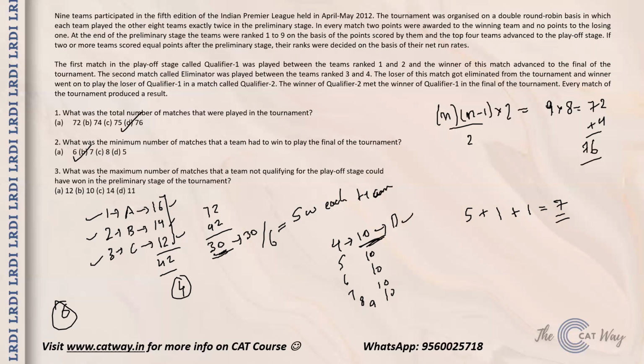And it's a very good set on games and tournament, guys. If this concept becomes clear, you can very easily solve maximum-minimum questions of games and tournament. So for minimizing, you minimize the 4th team.